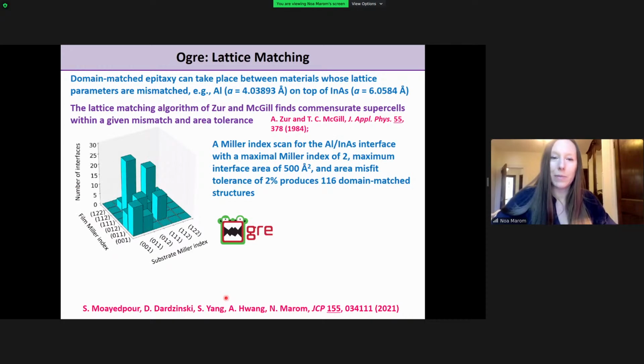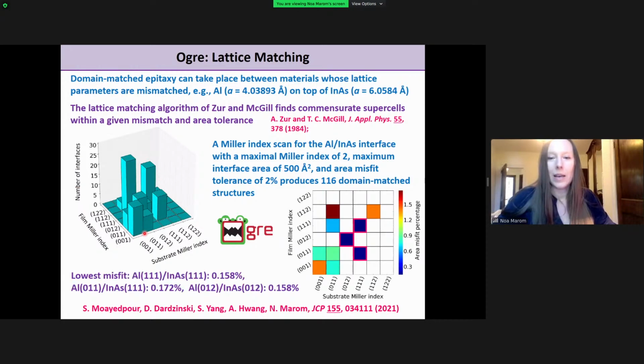So here you can see the results of a Miller index scan of the interface between aluminum and indium arsenide. And what that does is it goes through all the combinations of Miller indices of substrate and film, and it'll find all the possible domain matched interfaces within your misfit tolerance and area tolerance. So as you can see here, you get a very large number of candidate interfaces with these tolerances, 116 domain matched structures. And this graph here shows you the lowest area misfit for each combination of substrate and film Miller indices. And you can see here that 3 combinations are the best.